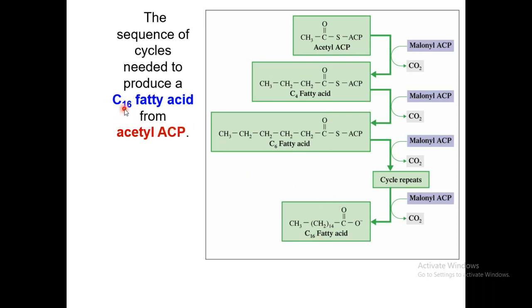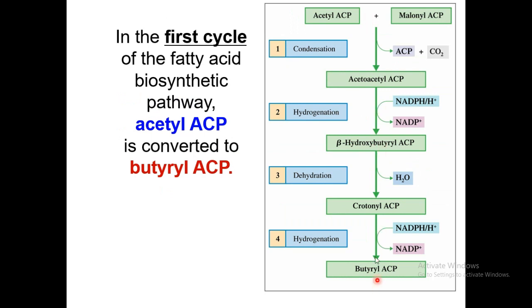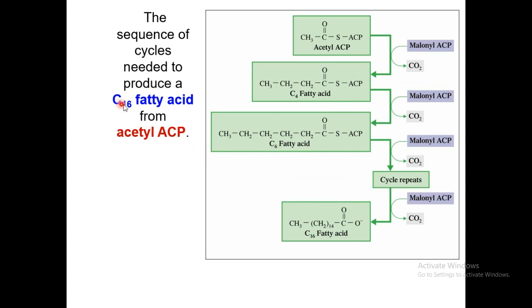So if we want palmitic acid, it has to occur 7 times to produce C16. Because this is just 4 carbons: malonyl ACP has just 2 carbons, so it combines with another 2 carbons, which is acetyl-CoA, and then it produces butyryl. Butyric acid, you know, only has 4 carbons. So in order to produce one palmitic acid molecule, this cycle must occur 7 times.